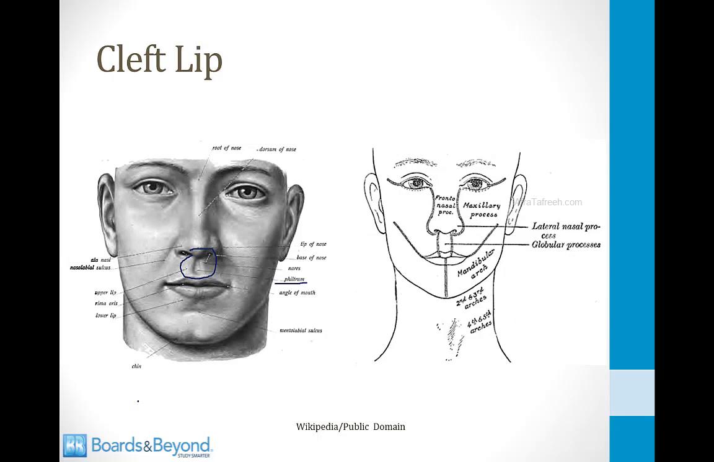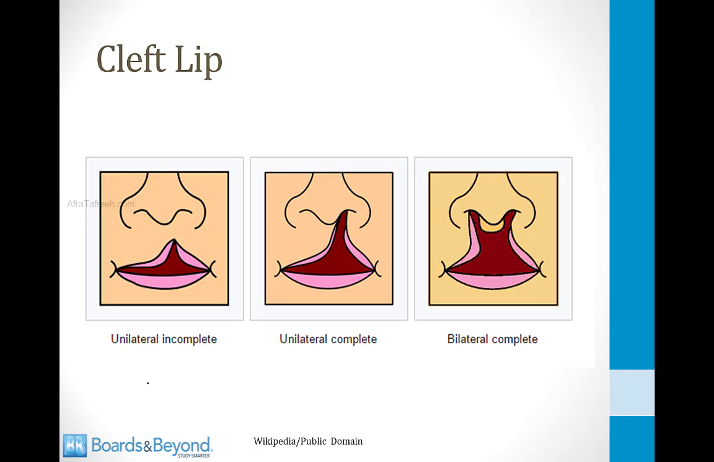If you look on the right side of the screen, this shows everything that derives from the maxillary processes. They develop laterally and grow inward, and they fuse with those nasal prominences, so if they don't fuse normally, that can also lead to a cleft lip. There are many forms of a cleft lip. It can be unilateral and incomplete, or unilateral and complete, or it can even be bilateral and complete, and these conditions are usually treated with surgery.